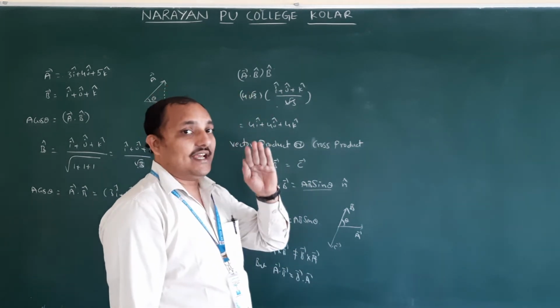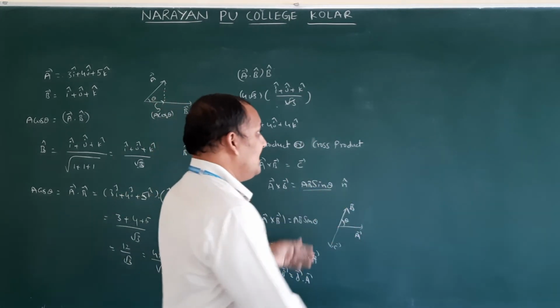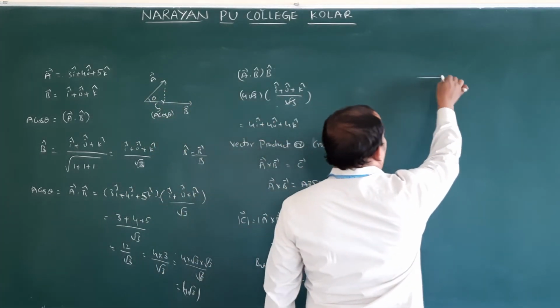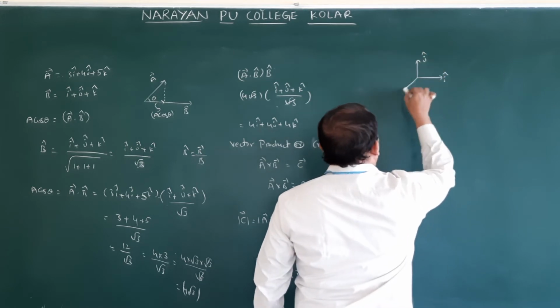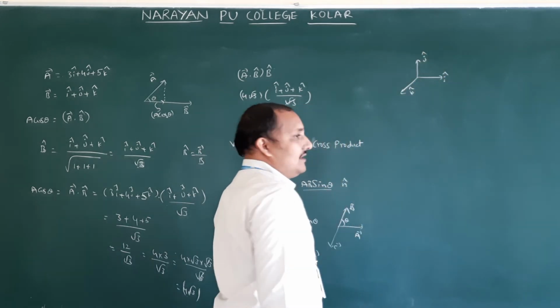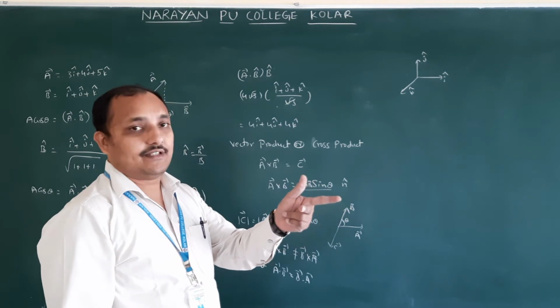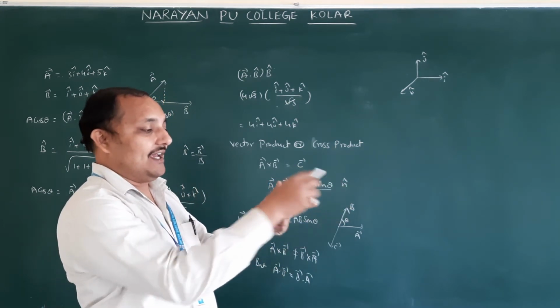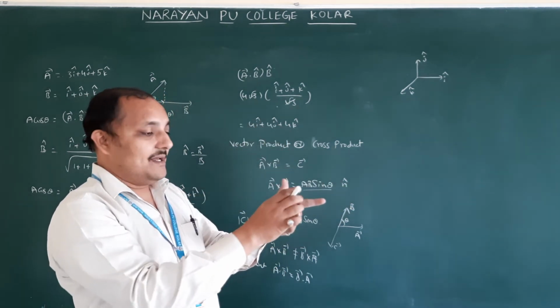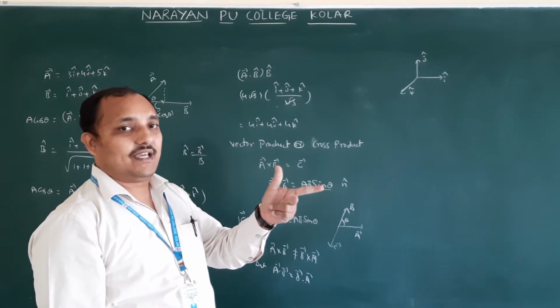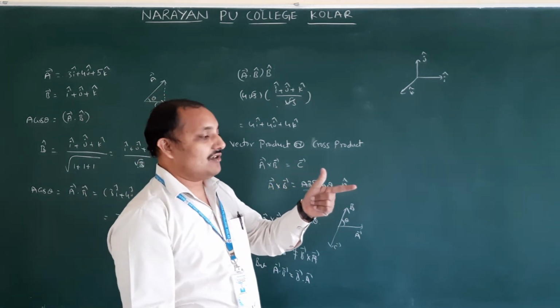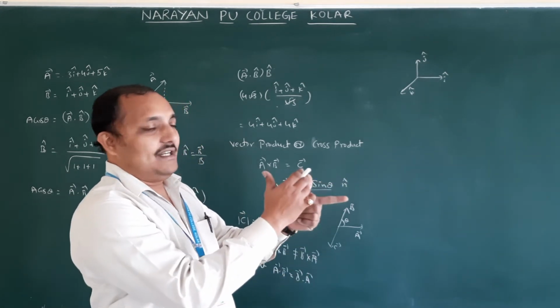There you got i cap dot i cap value 1. Now we will see i cap cross i cap. This is i cap, this is j cap, this is k cap. I told you to show three fingers like this. So along the x axis i cap, along the y axis j cap, along the z axis k cap. Now we are doing the cross product for i cap and j cap.